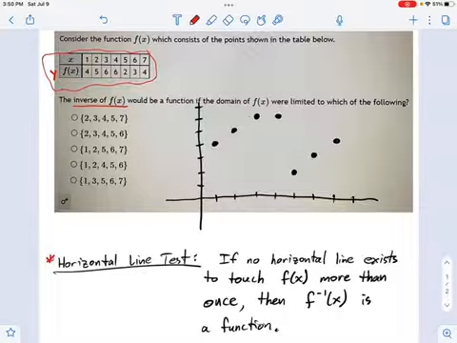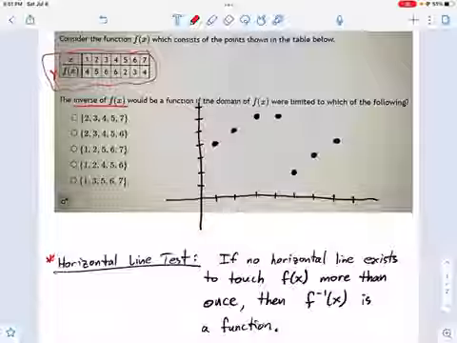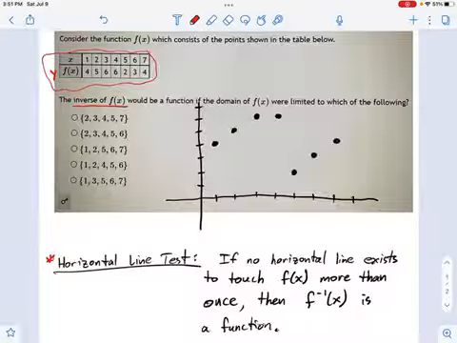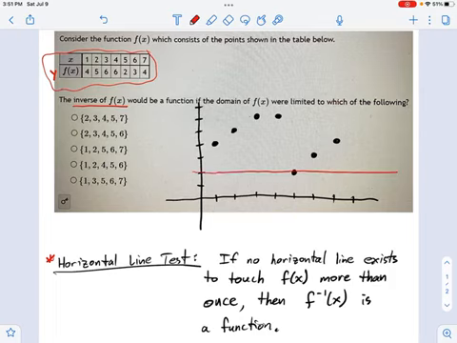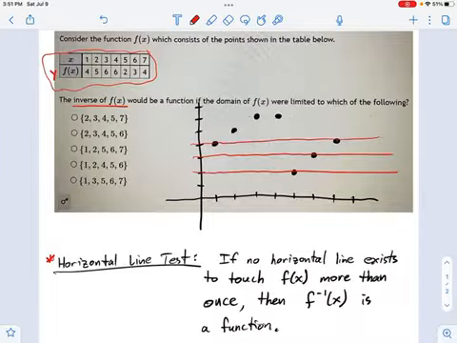Remember what the horizontal line test says. If there's no horizontal line which touches f in more than one place, then the inverse of f is a function. So let's start drawing horizontal lines. Here's one. That only hit the function in one place, right at this dot over here. And because it only hit once, it's fine. The inverse of f is a function. This one, no problem. This one, uh-oh, look at that. I just hit two dots at once. That means it turns out the inverse of f is not a function.